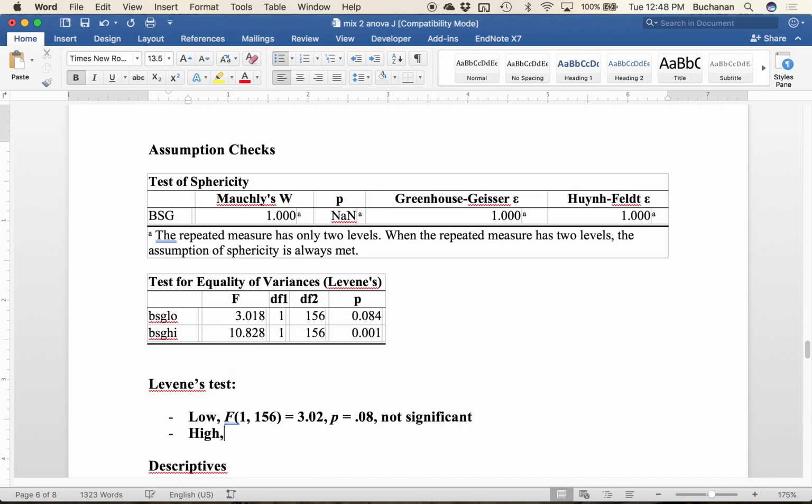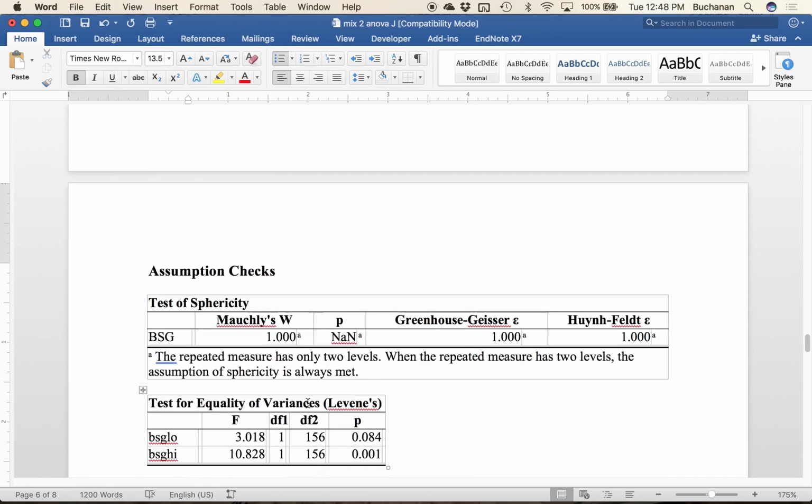For our high BSG level, it's 1 and 156 again, F is 10.83, P equals 0.001. Now, we've been talking about P needing to be less than 0.001, but this is so close, I would probably say that's significant. And so we'd have to find something to do. I might say, let's go look at outliers again, delete those 2 outliers, and try it again without them. Nothing to do with sporicity because sporicity is only 2 levels.